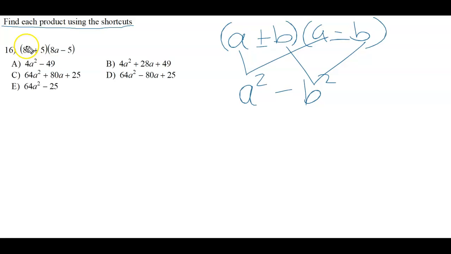So in this case, if you did 8a times 8a, you would get 64a squared. And if you did 5 times negative 5, you get minus 25. So that would be option.